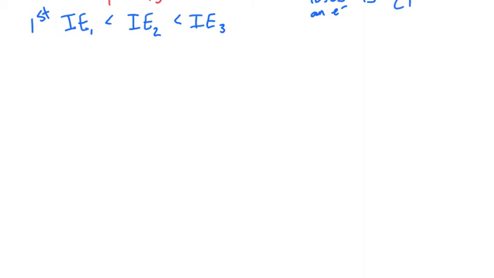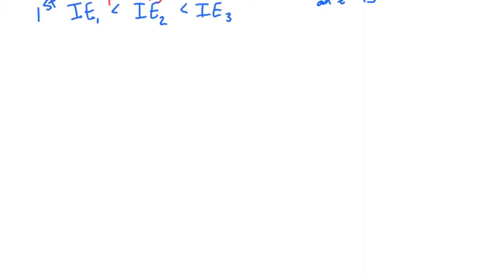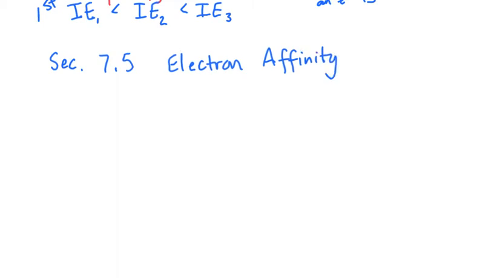All right, let's briefly move on to section 7.5, which is electron affinity. And we're not going to spend too much time on this, but electron affinity, which we can say is EA, is going to be the energy associated with gaining an electron.